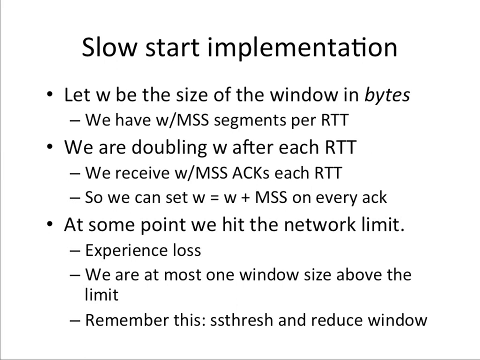MSS stands for the maximum segment size. Think of it as a packet. So let's say the window is 100 bytes and our segments are 20 bytes each. Then how many segments do we want to transmit in one round trip time? It's 100 divided by 20. Okay, 5. Good. Is everyone convinced that this works?